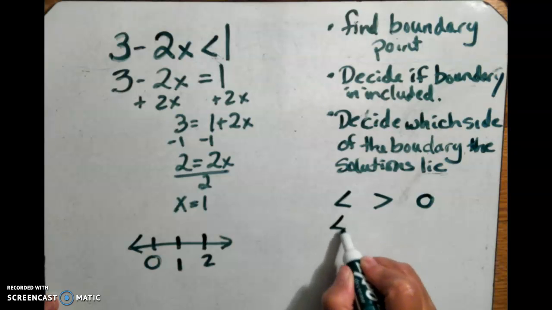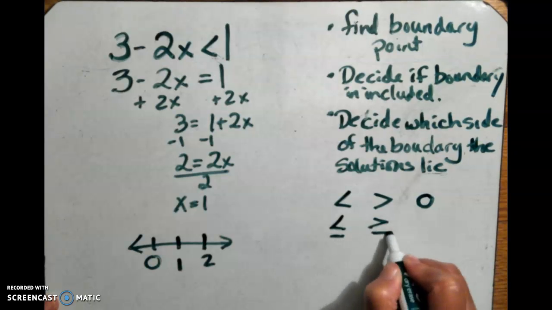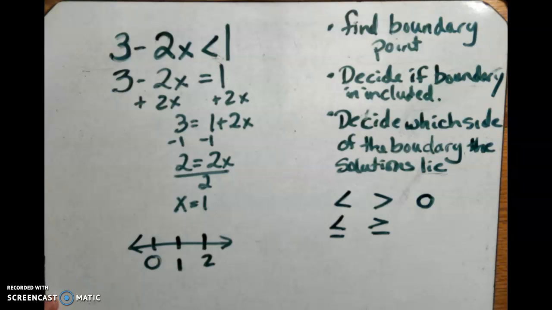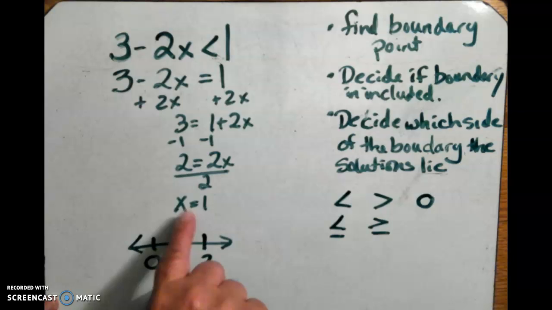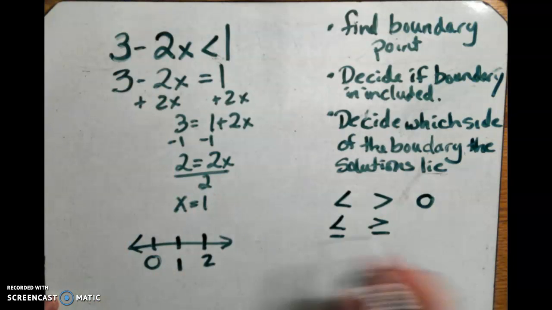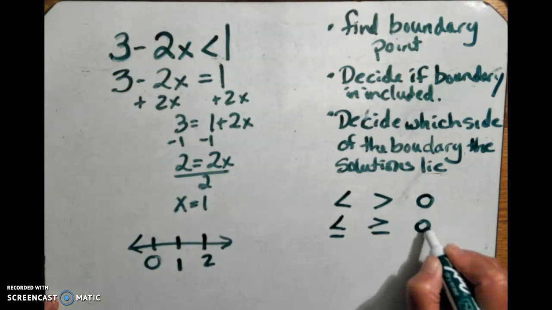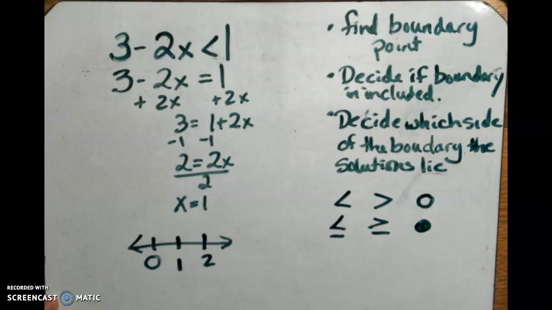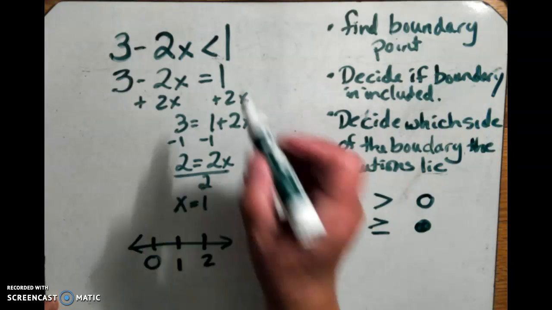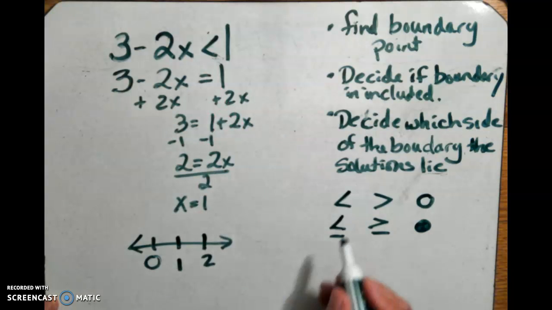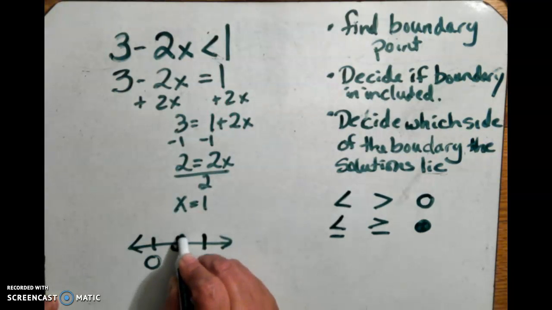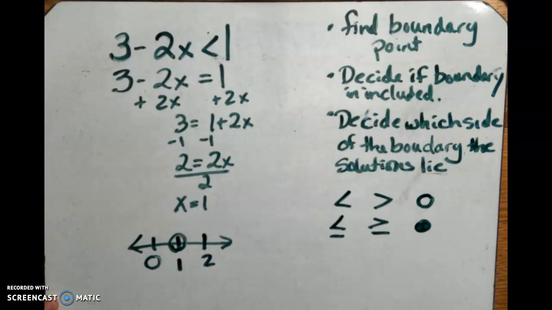If I had a less than or equal sign or a greater than or equal sign, that means I would include that boundary. If this had an equal sign underneath it, 1 would be a solution to that inequality. And I would show that on my number line by filling in the circle, which means include that point too. That point is also included. So deciding if the boundary point is included is all about this sign right here. Okay? It's about that symbol. And because it's a less than sign, I'm going to put an open circle right on 1, where 1 is on that number line. Okay?